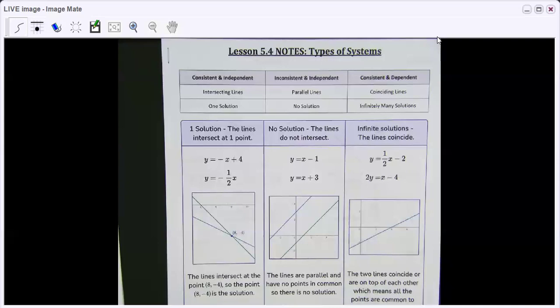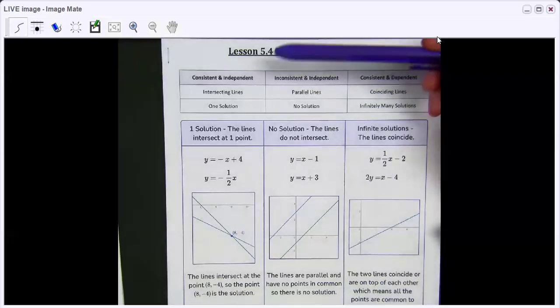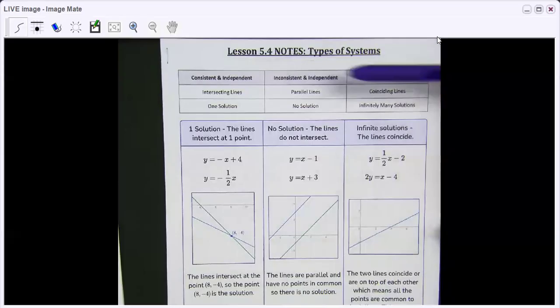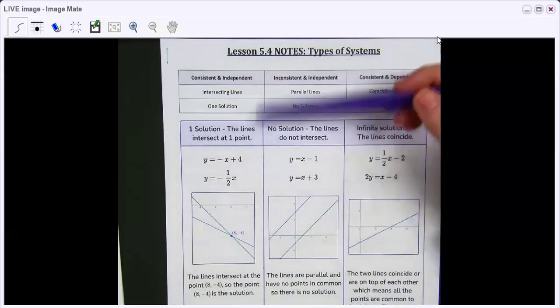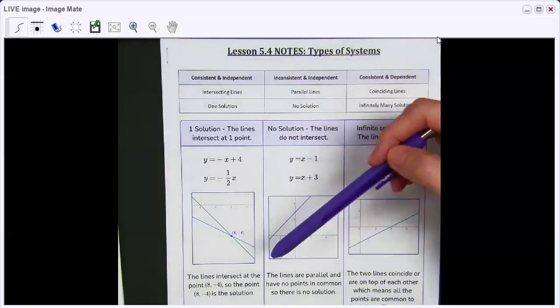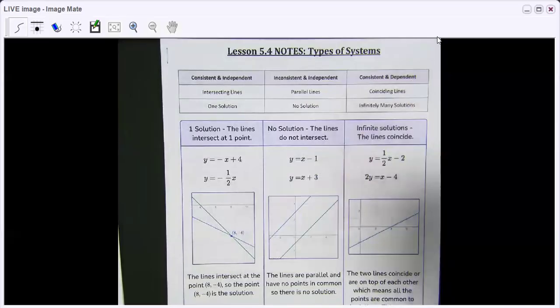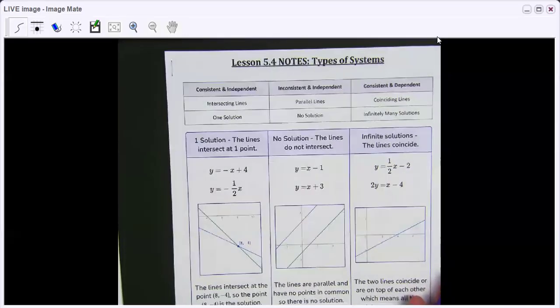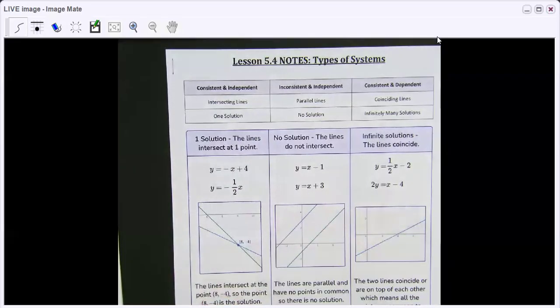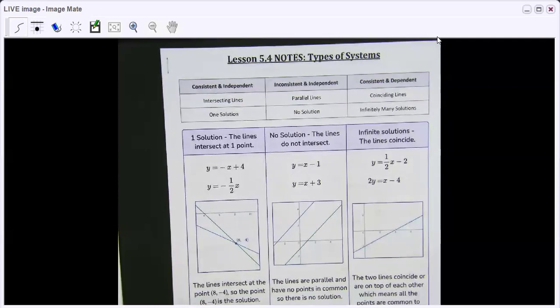But then you have these other terms: consistent, independent, inconsistent, and dependent. And so we're going to go through and learn how to classify those lines and what all of that means. So let's look at our first system of equations. This is where our lines intersect at one point, meaning that they have one solution.